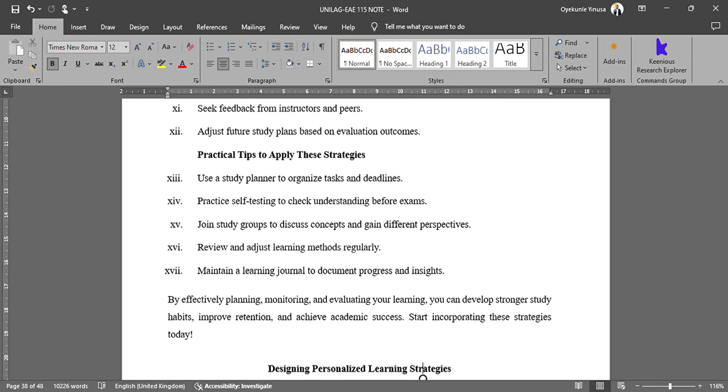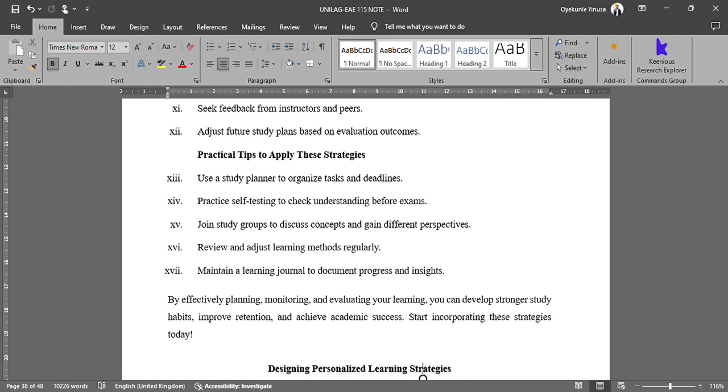So very, very important. Practice self-testing to check understanding before exams. Yes, this is very critical. You must practice. Give yourself some random questions to test your understanding of what you have been able to learn in different courses. Join study groups if need be to discuss concepts and gain different perspectives. Yes, because if you join study groups where ideas are flowing, you will learn one or two things from different members, and be able to incorporate what you have learned to make your own learning much more holistic. This is very, very important.